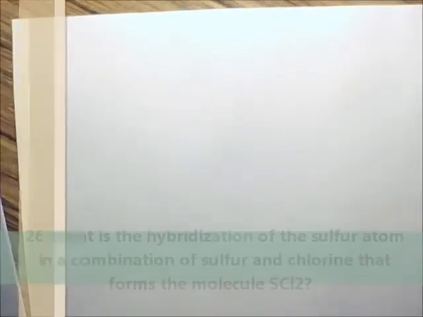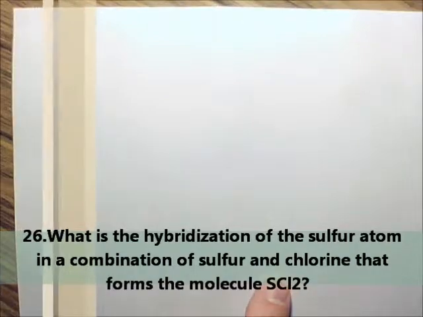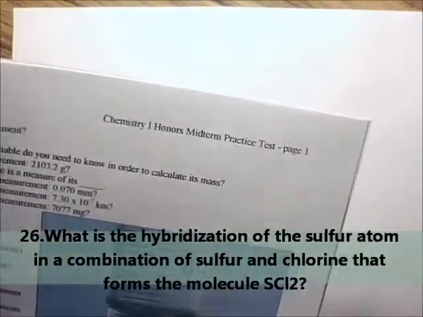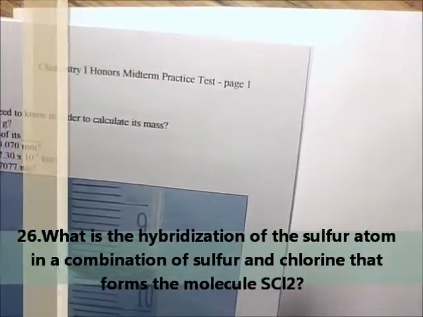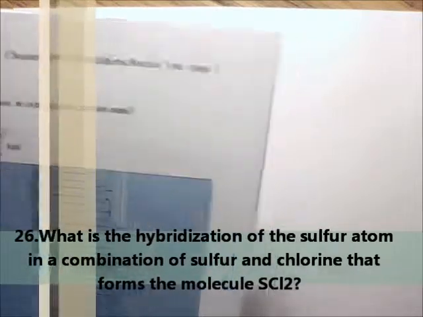All right, well, if we're going to figure out the hybridization of a molecule, we're going through the Chemistry 1 Honors Midterm Practice Test. If we're going to figure out the hybridization, we have to first figure out what kind of bonds are involved. Okay?